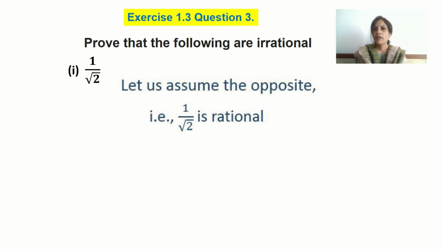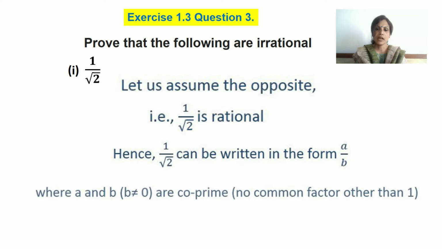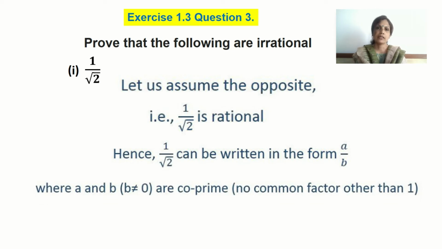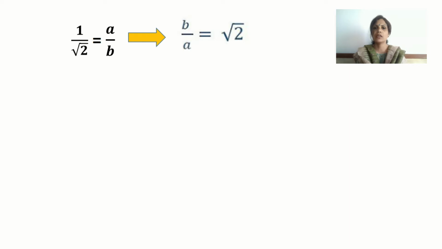As you all know, every rational number can be written in the form of a upon b, that is numerator upon denominator, and both a and b are co-primes, that is they do not have a common factor other than 1. That means 1 is the only common factor for such numbers. So we can write 1 upon root 2 is equal to a upon b. Now what we will do, we will reverse the ratios. By reversing the ratios, we get b upon a is equal to square root 2. Now look at this expression carefully. If you see the left hand side, it's written in the form of numerator upon denominator.